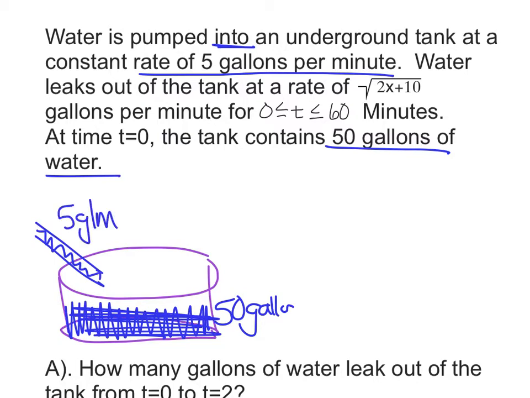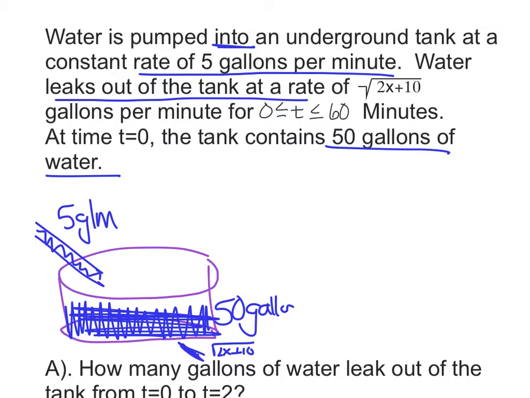And at the same time, it says water leaks out of the tank. So picture maybe there's a hole in the tank and the water's leaking out. Water is coming out of the tank at a rate of radical 2x plus 10 gallons per minute. You can picture a bathtub that has water in it, and you're letting water drain out as you're letting water come in. So there's two things going on here.